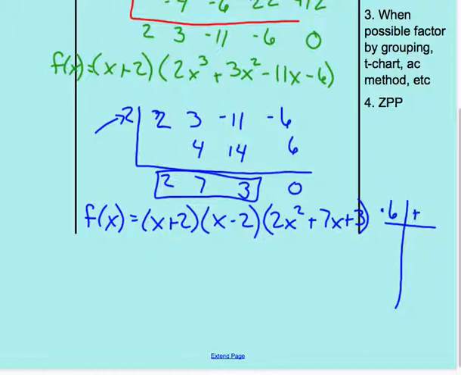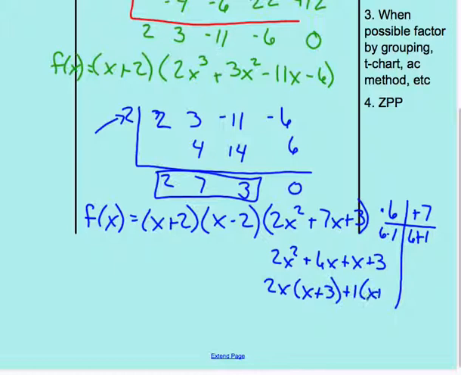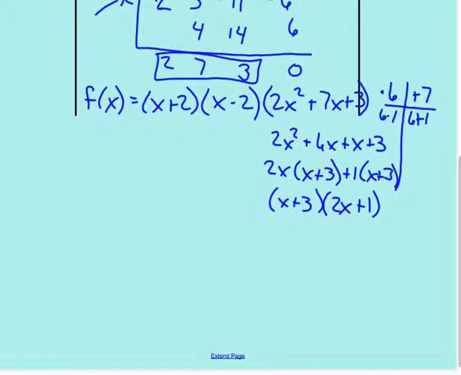What multiplies to 6 and adds to 7? We're going to get a positive 6 and a positive 1. So I'm going to factor this one by grouping. So we get the x plus 3 times the 2x plus 1. So it looks like if I had tried the negative 1/2, that would have given us a 0.